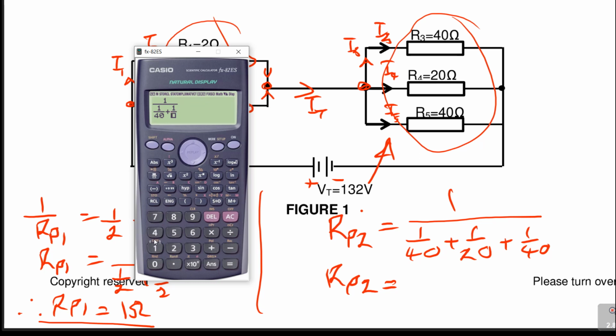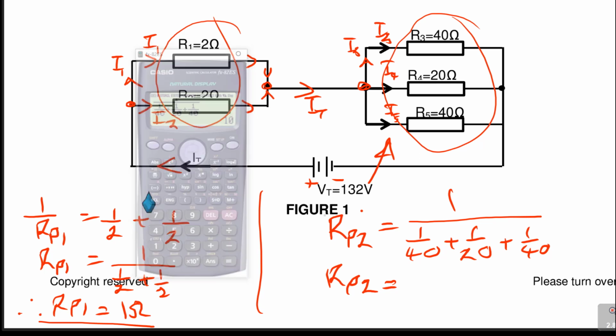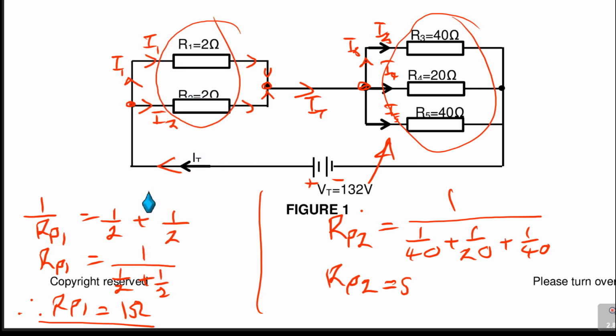So 1 over 20 plus 1 over 40. When you do that, it gives you the answer straight away. You say 1 over, then 1 over 20, 1 over 40. It will give you the answer straight away. It's 10. So this one is 10 ohms. So guess what? I've got that one, which is 1 ohm, and this one, which is 10 ohms. Do you see now the shape of this?